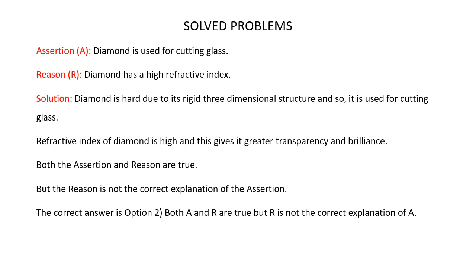So as you can see, both the assertion and reason are true, but the reason is not the correct explanation of the assertion. The correct answer is option 2. Both A and R are true, but R is not the correct explanation of A.